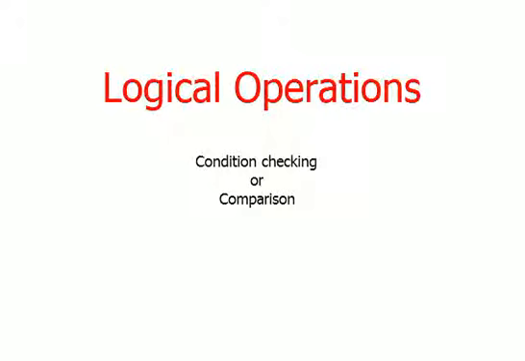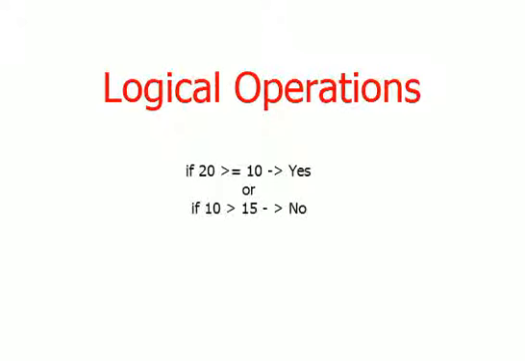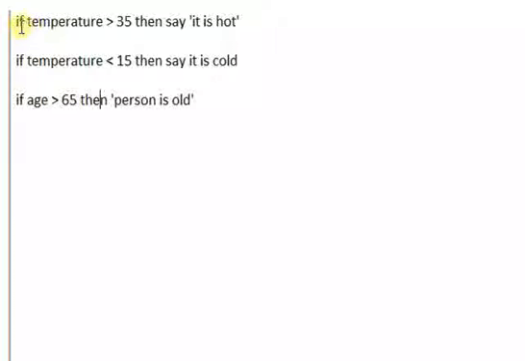Basically, computer can compare values of two variables or more technically, two expressions, and execute some set of instructions rather than another set of instructions. This way, the computer can choose different paths of execution based on checking conditions. You can say that if temperature is greater than 35, then say it is hot. If temperature is less than 15, then say it is cold. If age is greater than 65, then person is old. Here, age is a variable and it is compared against a value or expression 65.